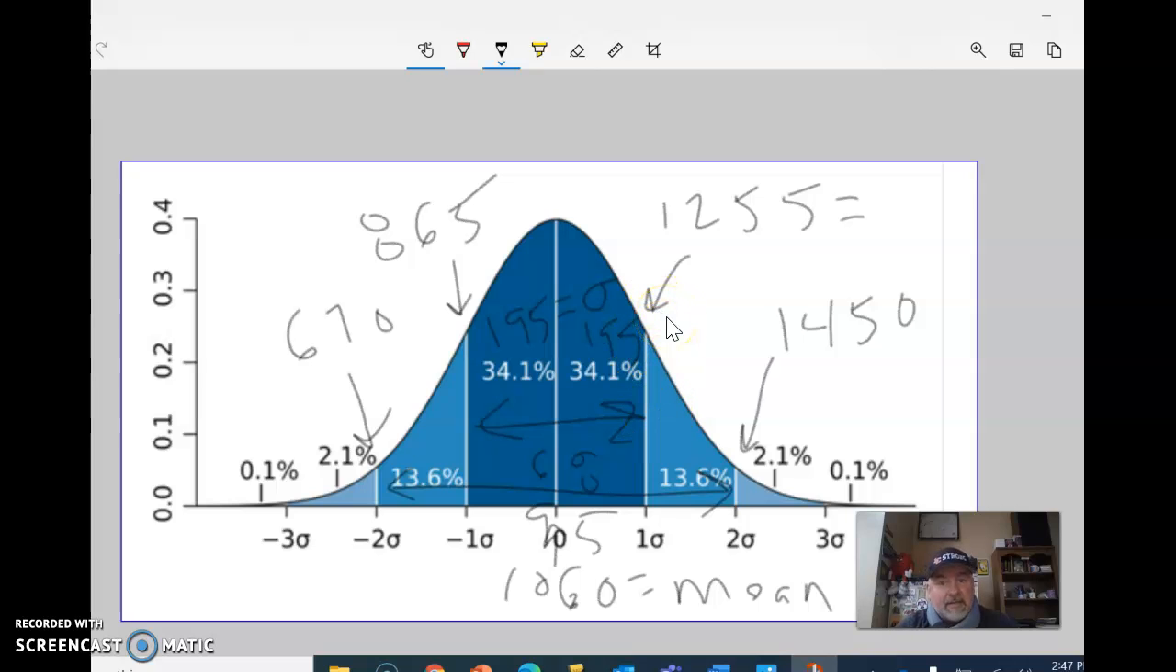I know there's a lot to unpack here, but I feel like this has been fairly simple, if a little fast. So maybe watch it again and see if you understand. But I think this is a pretty decent explanation of how SAT scores might fall along the bell curve.